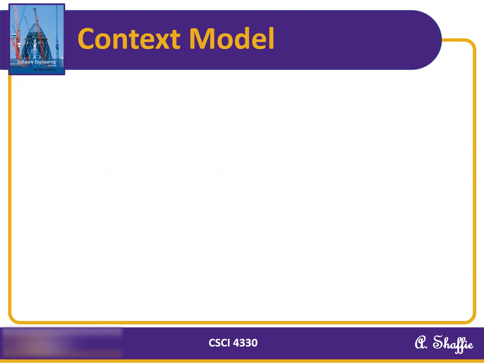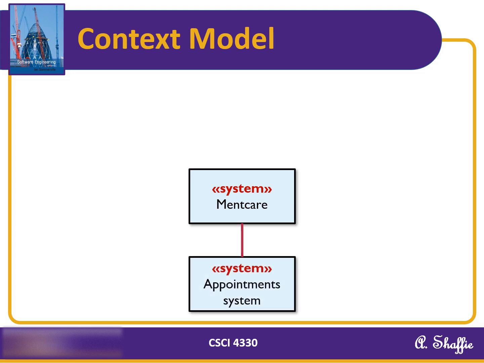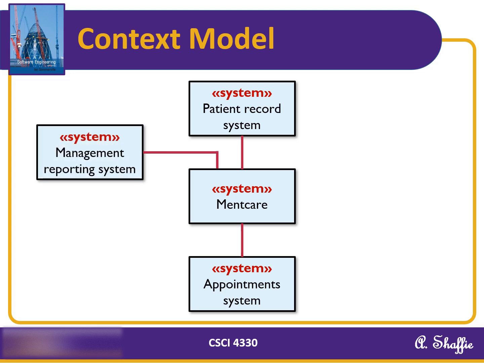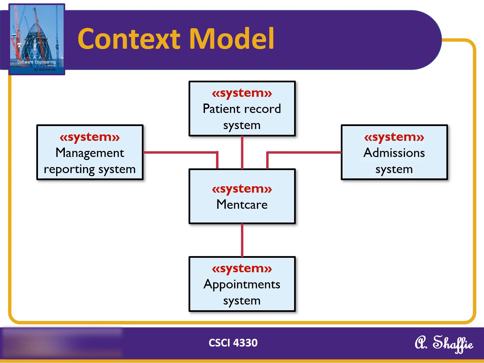Let's think about the Medicare system in more detail from the context perspective. In the case of the Medicare system, it interfaces with several external systems. For instance, it exchanges data with an appointment system and a patient record system to manage scheduling and patient details. Additionally, it connects with the management reporting and hospital admission systems to support administrative functions.